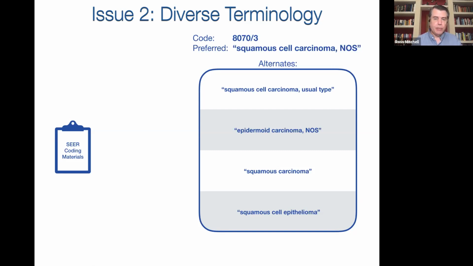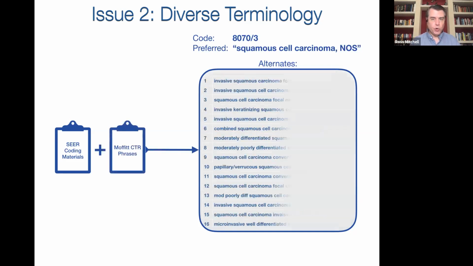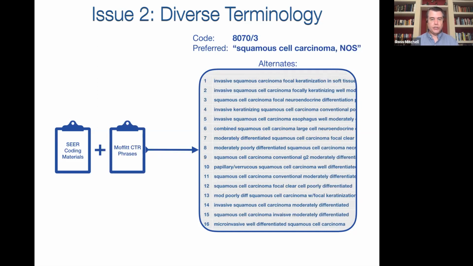So that allowed us to map complex terms in the pathology reports onto the preferred phrase. So we built a table, complemented the table from SEER with our own phrases that our CTRs had abstracted. And this is an example of some of them here. And you can see that these phrases are much more complex.